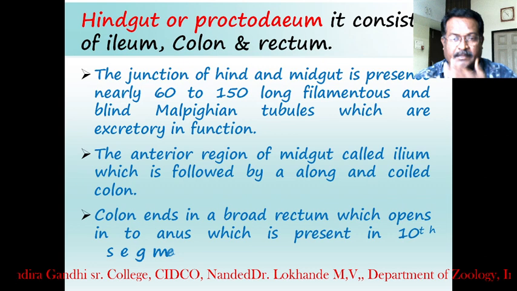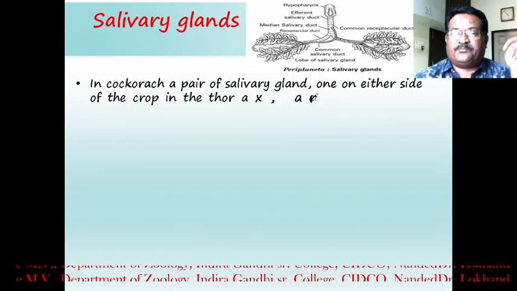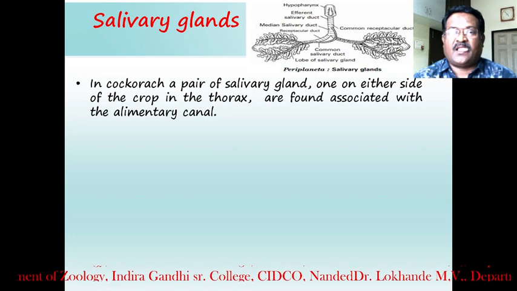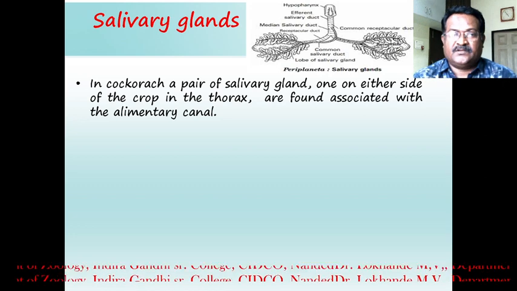Now, which glands are helpful for the digestion of the cockroach? That is the salivary glands. Look at this: near the pharynx are the salivary glands, which in a cockroach are paired in structure. One lies on either side of the crop in the thorax, and they are found associated with the alimentary canal.